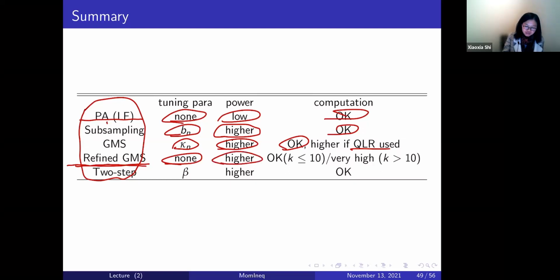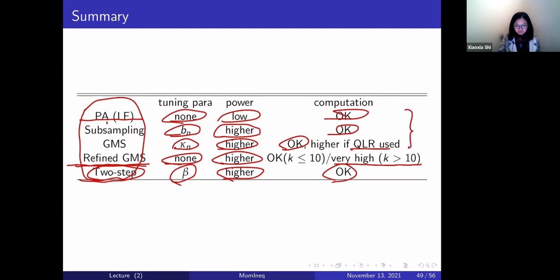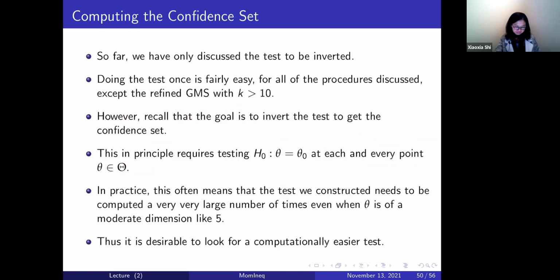The power is higher, but the computation can be very difficult when you have more than 10 inequalities that you're testing. The Romano-Shaikh-Wolf two-step method has a tuning parameter beta, and has higher power. Computationally it is a little bit higher than the first three, but not by too much. So these are the 5 critical values that one can use.